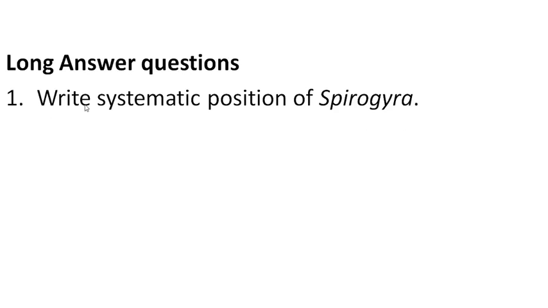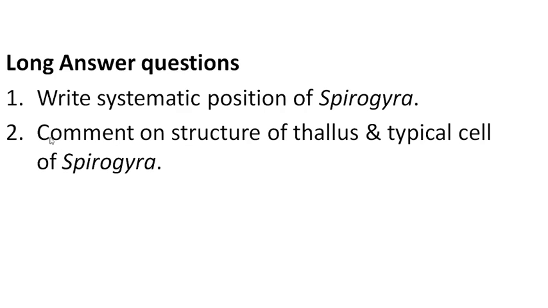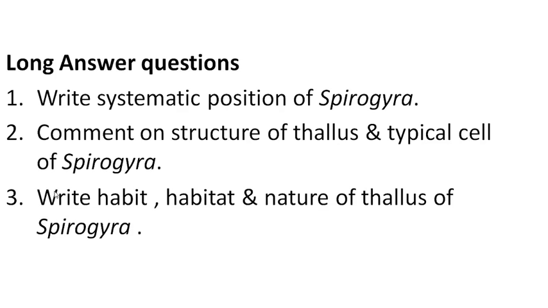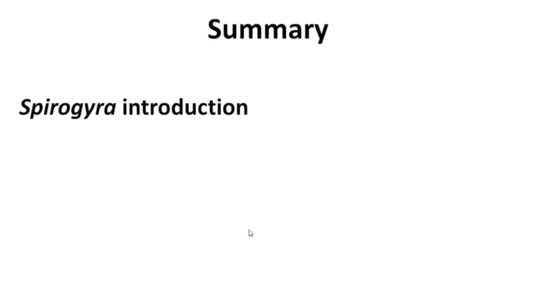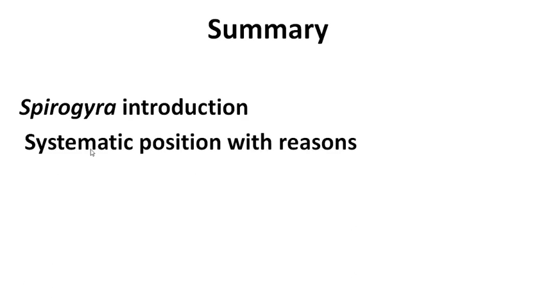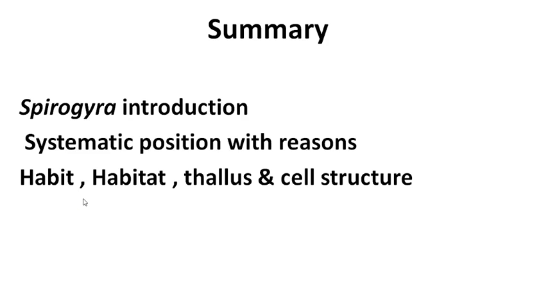Next, there are long answer questions. First, write the systematic position of Spirogyra with reason. Second, comment on the structure of thallus and typical cell of Spirogyra. And the last one is, write the habitat and nature of thallus of Spirogyra. In today's lecture we covered the subpoints: Spirogyra general introduction, systematic position of Spirogyra with reason. We saw in detail the habitat, thallus structure and cell structure of Spirogyra.